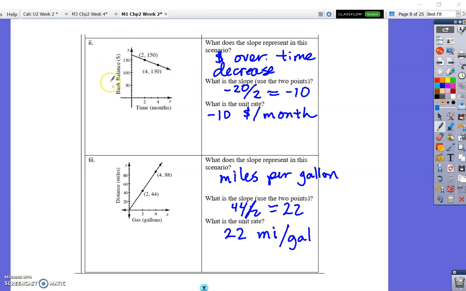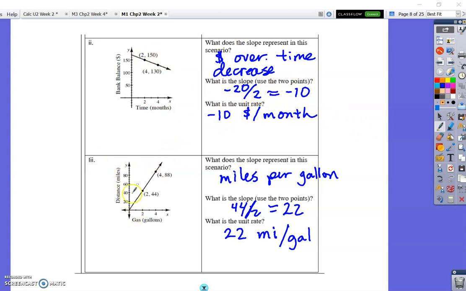So you were asked to try to figure out these answers. So we've got money over time. I wrote money over time, and I wrote the word decrease here because I noticed that it's going down. What is the slope? It went from 150 to 130, which is a decrease of negative 20. And the time went from 2 to 4, so over 2, which is negative 10. So it's negative $10 per month. And so that's the unit rate.